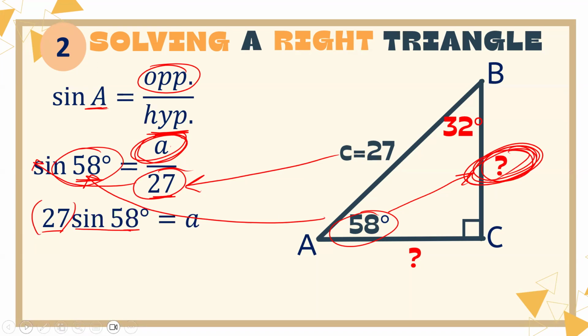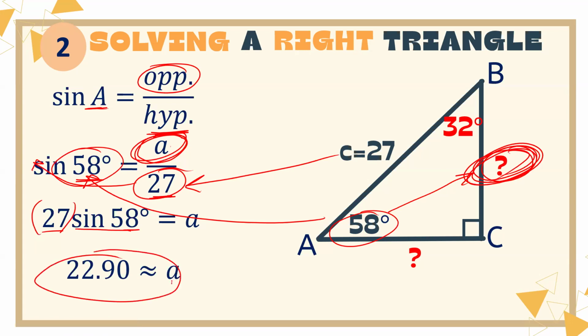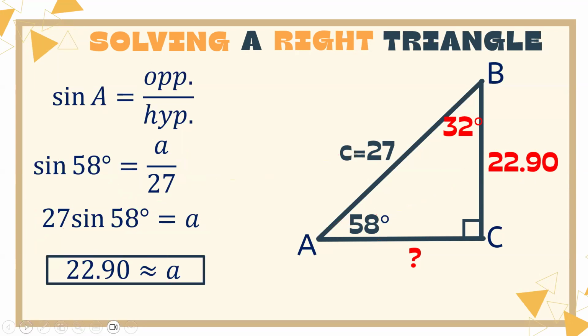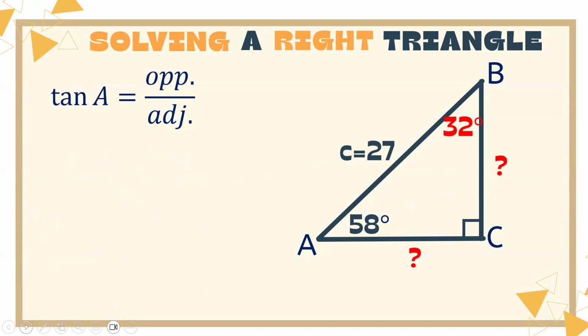Use your calculators, everyone. What's 27 times sine 58 degrees? Very good. So the length of side a is 22.90. Okay? So I hope everybody got that correctly. Okay, so that's 22.90. Very good. Now, we need to solve and check whether we get the same answer using tangent.